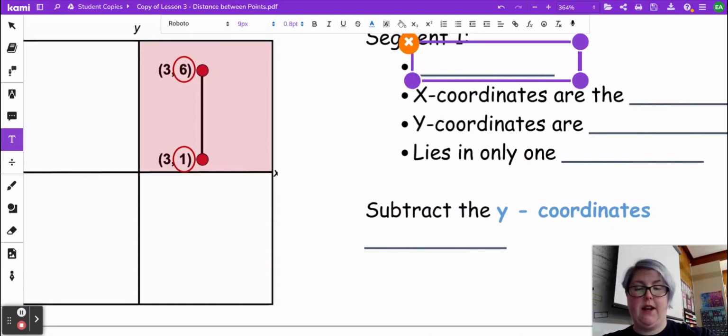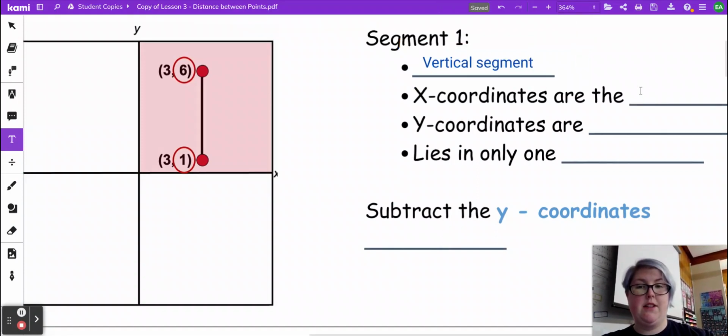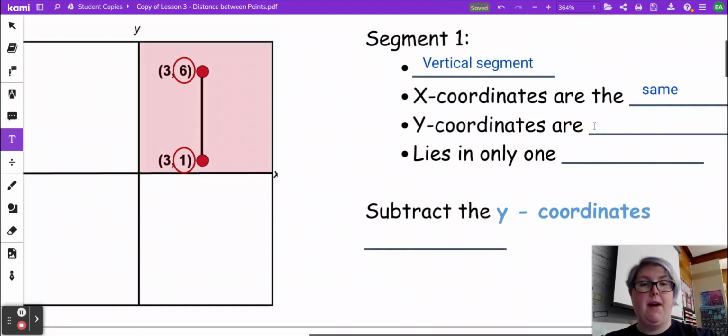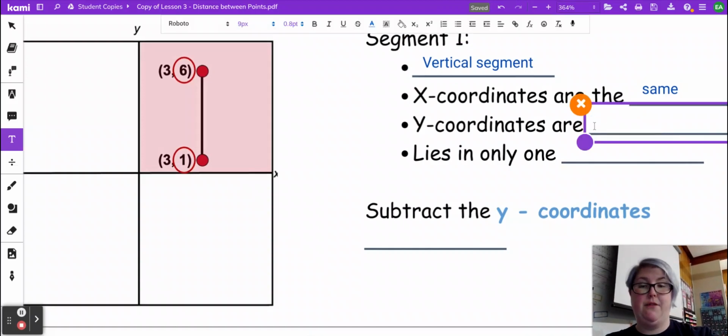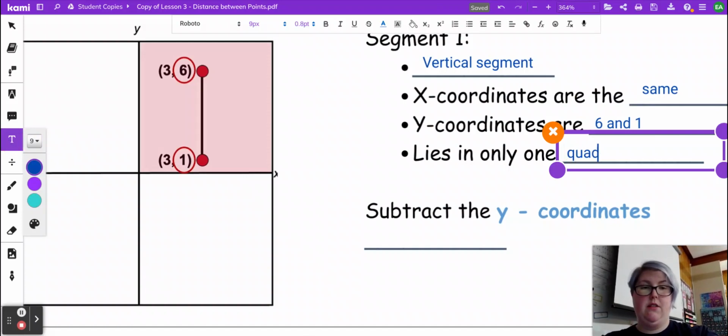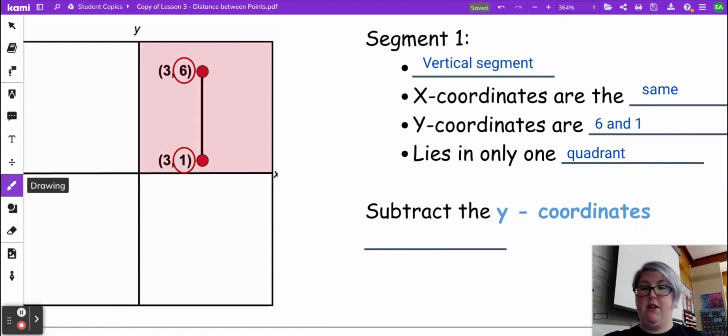First we have a vertical segment. The x coordinates are, you'll notice, the same. They're both 3 because they are on top of each other, but the y coordinates are different. The y coordinates are 6 and 1, and this segment is only in one quadrant. You'll remember quad meaning 4, we have the 4 quadrants of the graph.